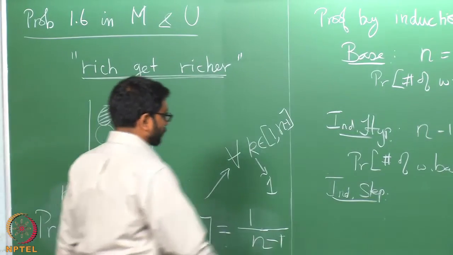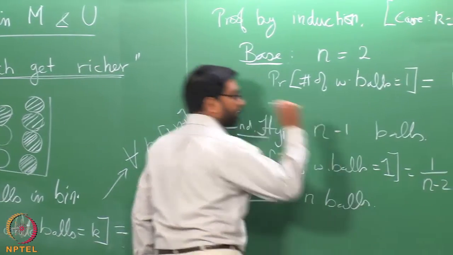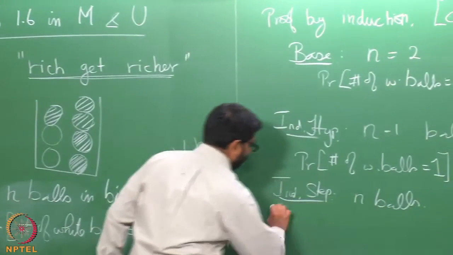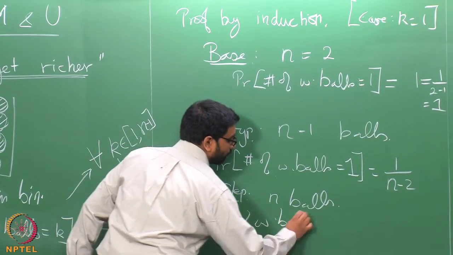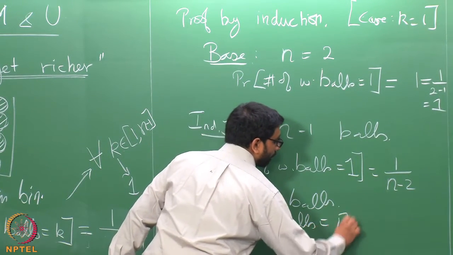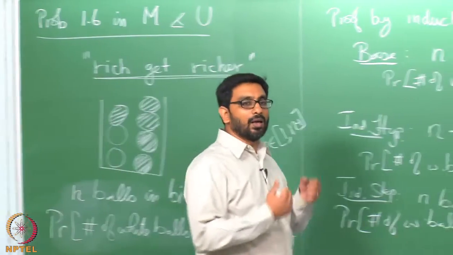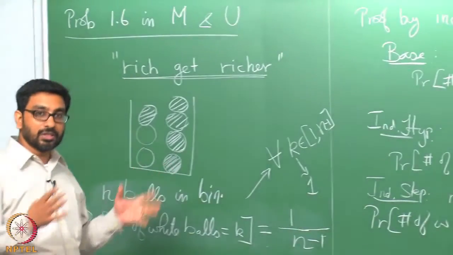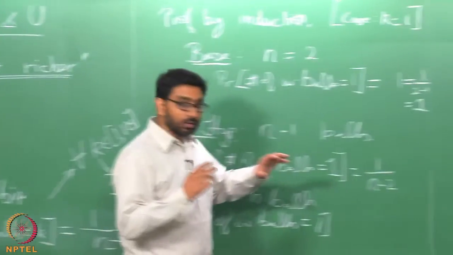And for this, of course, we have to work with n balls. And let us look at the probability that the number of white balls is equal to 1. Now, think about it. How can you have one white ball after the total number of balls in the bin has reached n? Well, two things must happen.